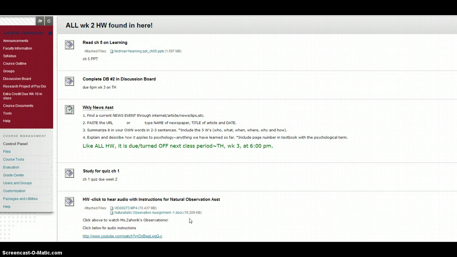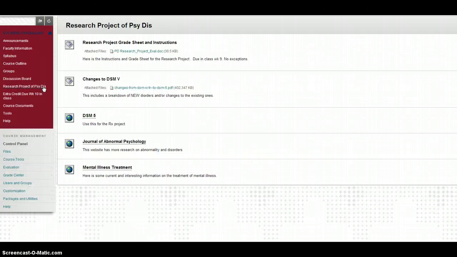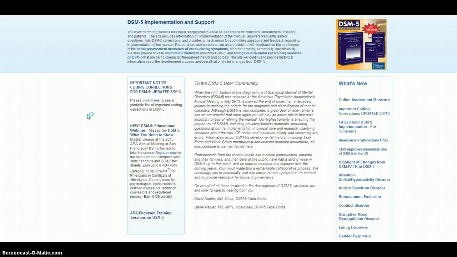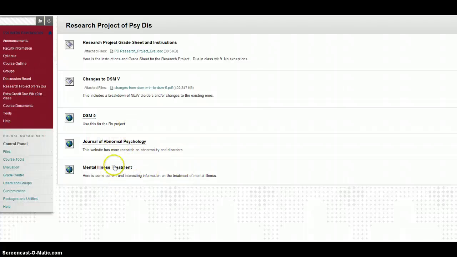I also have things on here such as the research project, the grade sheet, where to find resources. For example, the new DSM-5 Diagnostic Statistical Manual, the newest updated version. Those are the changes for the 5th edition. So resources I put here for the research project.